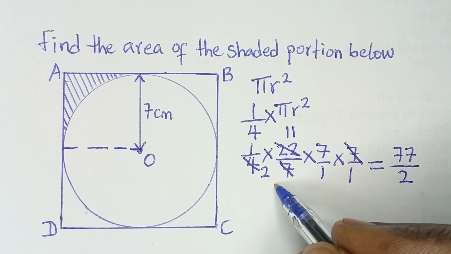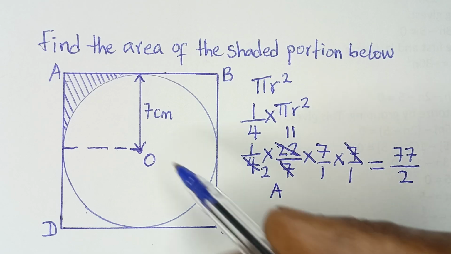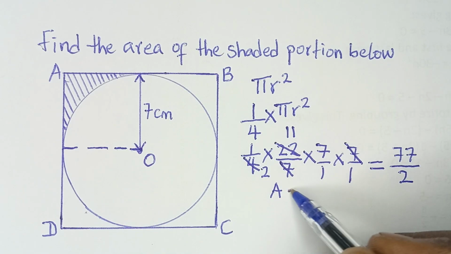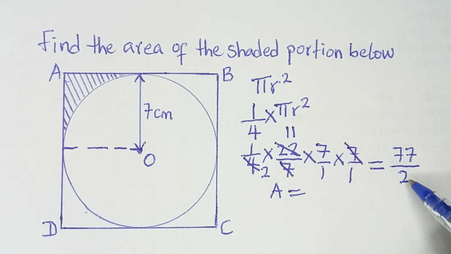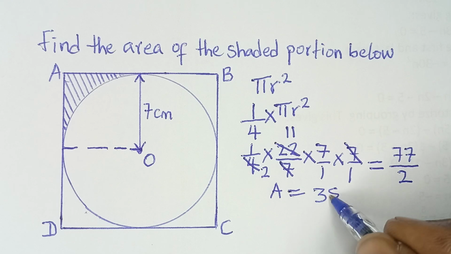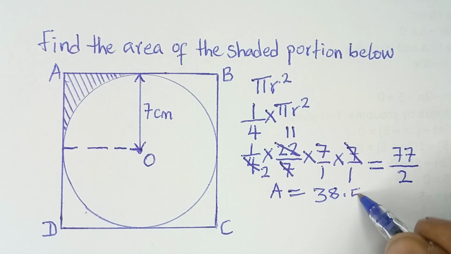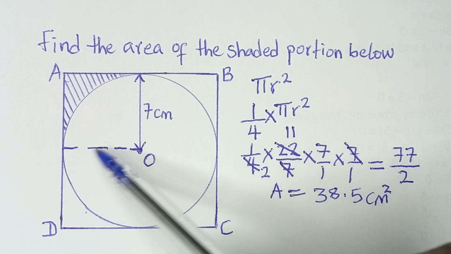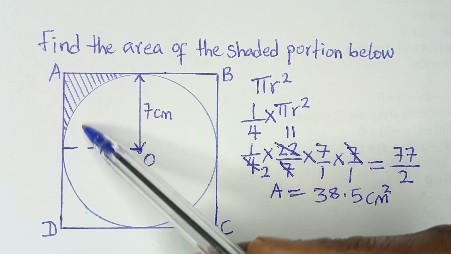So the area of this quadrant, this 1/4 of the circle, is 77 divided by 2, which will give me 38.5, and then centimeter square as the unit. So that is the area of this portion of the circle.